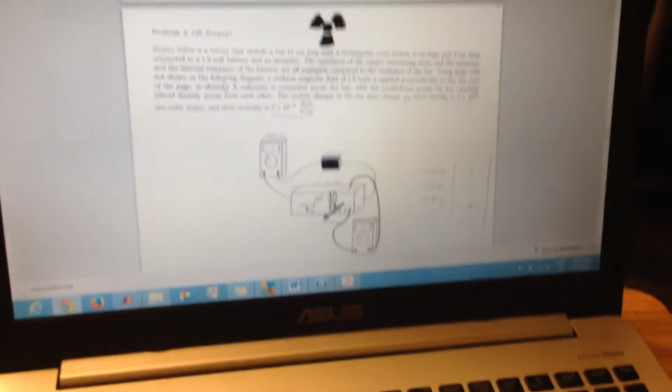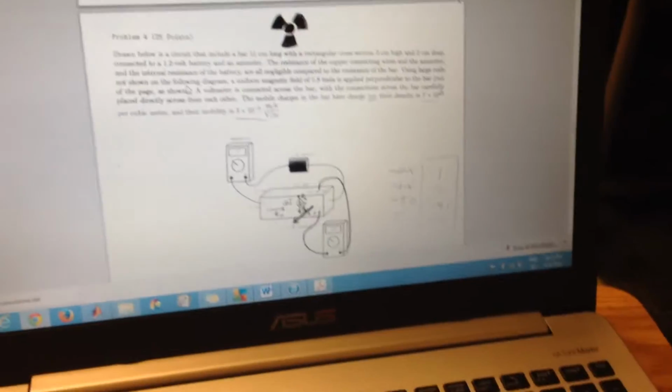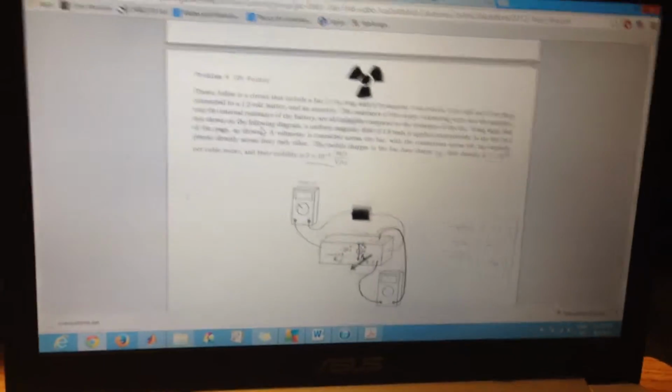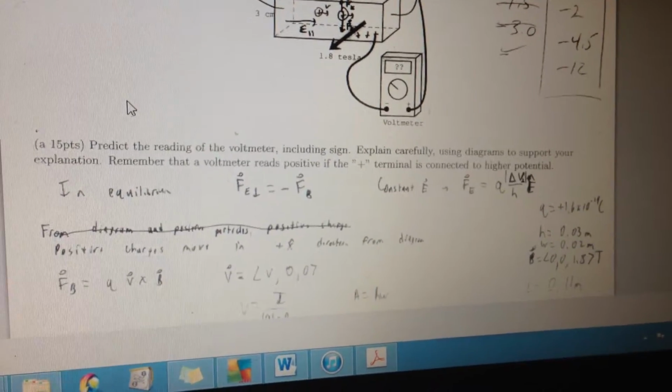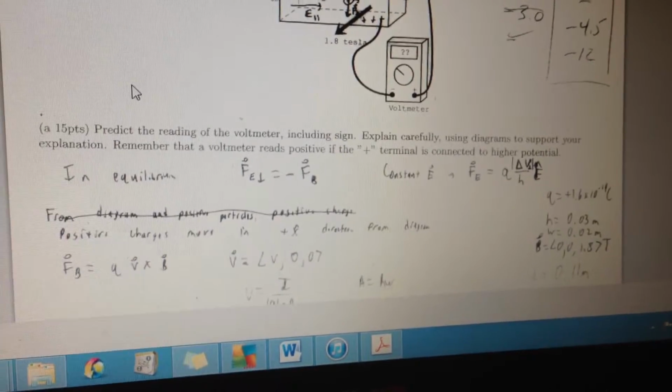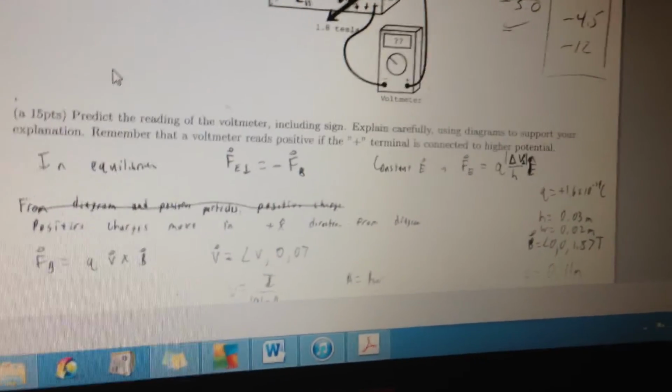The main reason why I messed up with this question was because I misread it. I thought that it was just asking me for the sign of the reading, when what it was actually asking me for was the actual amount of the voltage and the actual amount of the current.